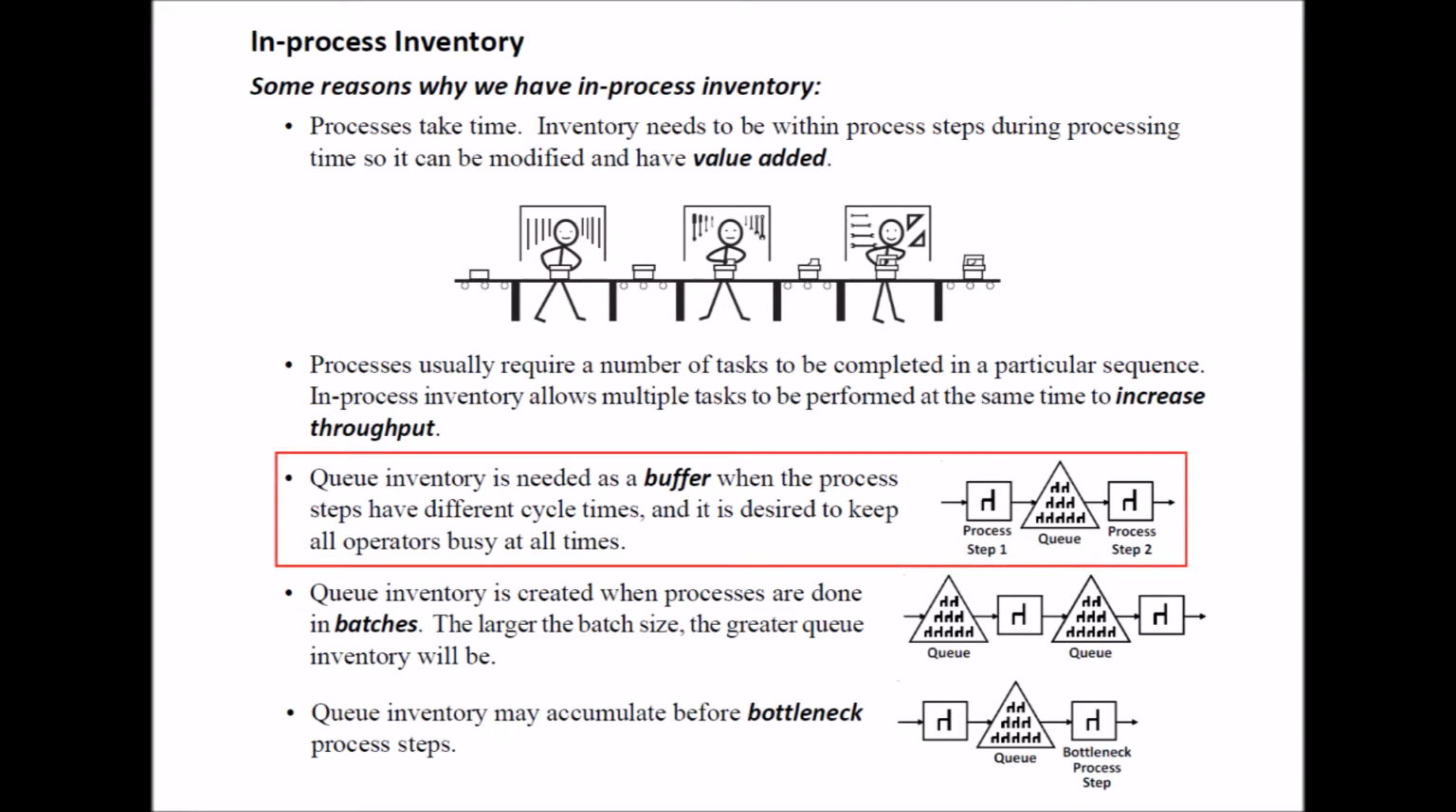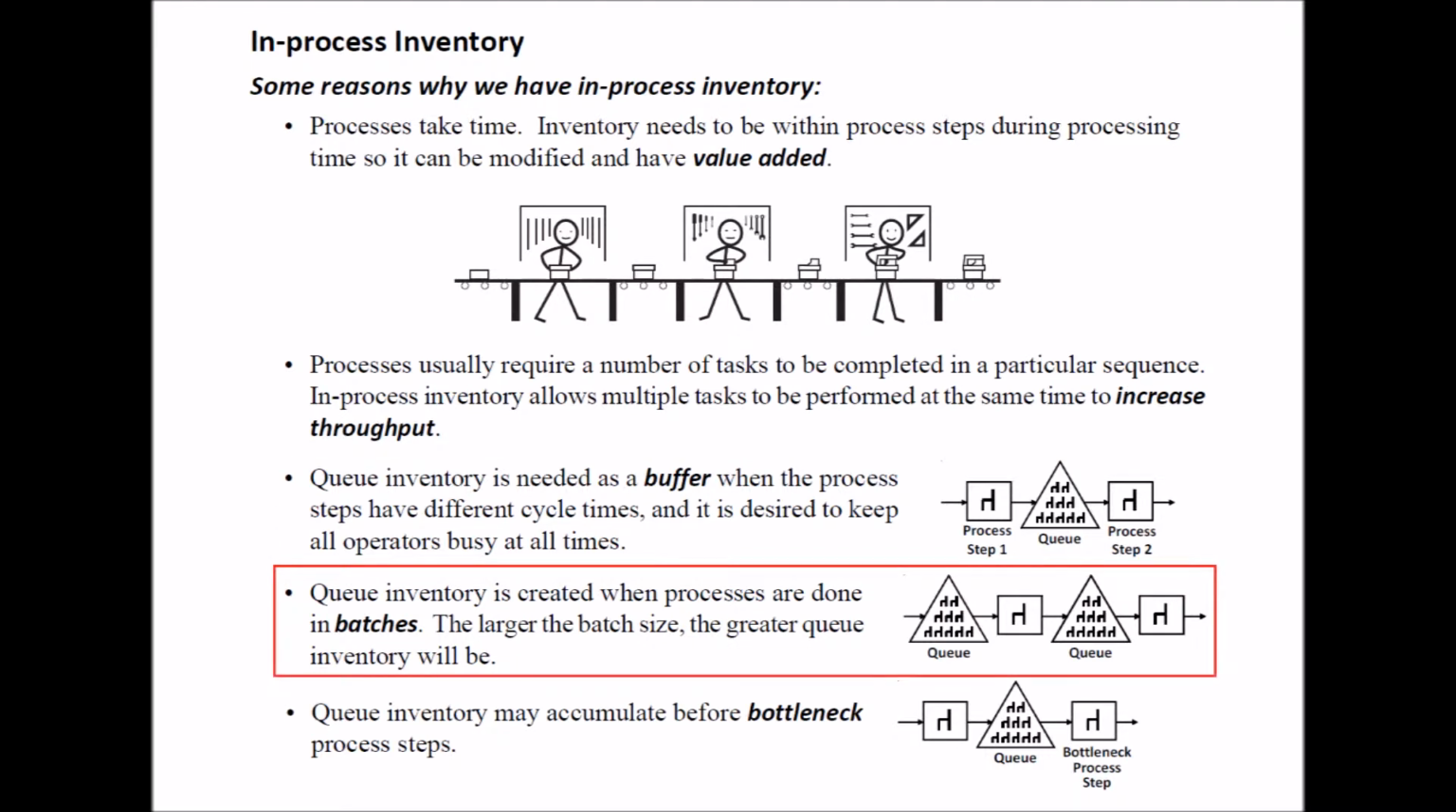Queue inventory is needed as a buffer between process steps when the process steps have different cycle times, and it is desired to keep all operators busy at all times. Let's say process step 1 is slower than process step 2. One way to make sure process step 2 stays busy is to build up a buffer of inventory between steps 1 and 2 after hours.